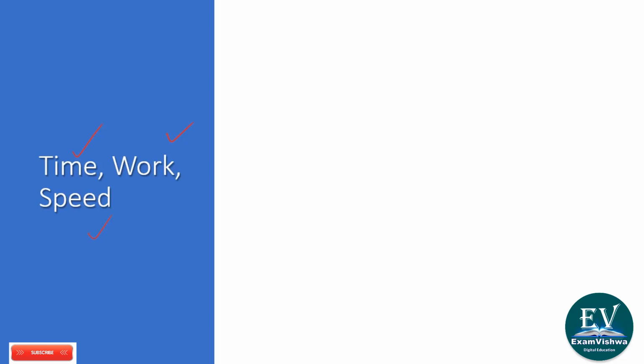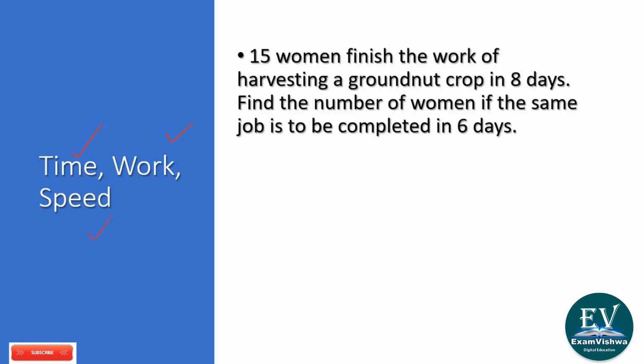There is very few exercise given to you, hence I will not be giving you from my side or anything from outside. I will be trying to explain you what is given in the textbook as example. Here is a question: 15 women finished the work of harvesting a groundnut crop in 8 days. Find the number of women if the same job is to be completed in 6 days. And don't jump into answering the question. Now, what is more important over here is to understand the situation.